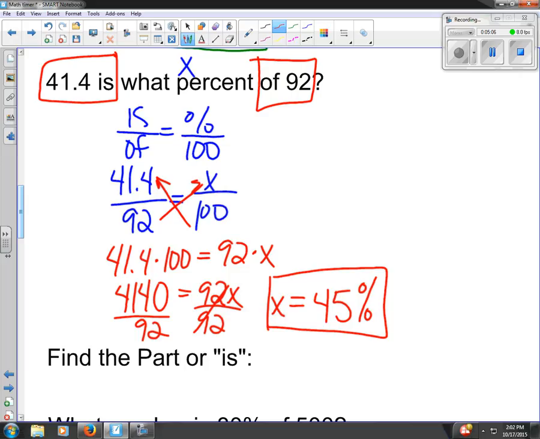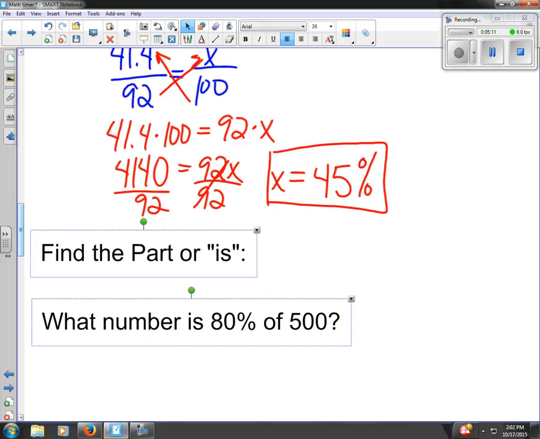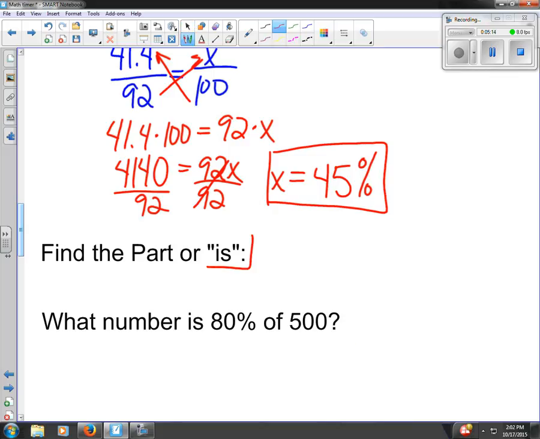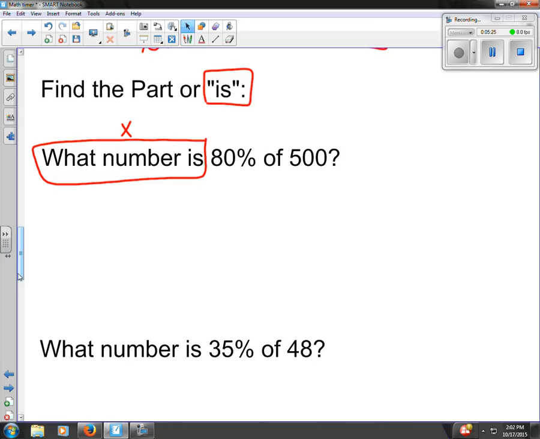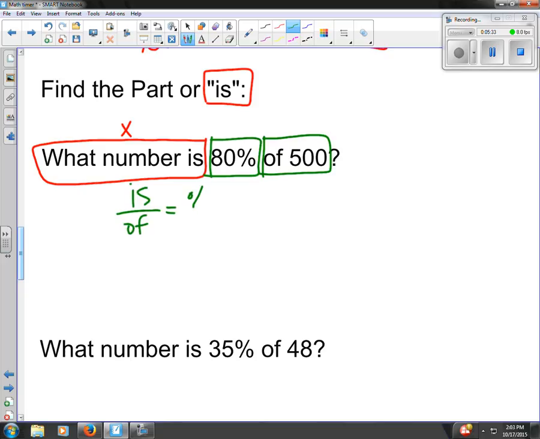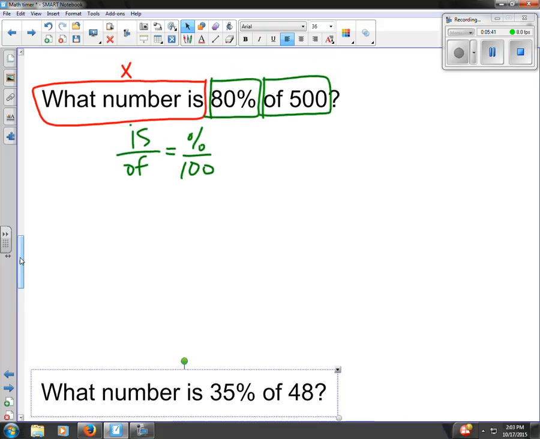Now, I want to show you how to find the part, or is. Remember, that's in our equation. So now our x is going to be in the is spot. So what number is, that's my x, I don't know that, 80% of 500? Okay, so you write is over of equals percent over 100. And obviously, the easiest thing for us to put in first is the 80. The 80 goes in the percent spot.